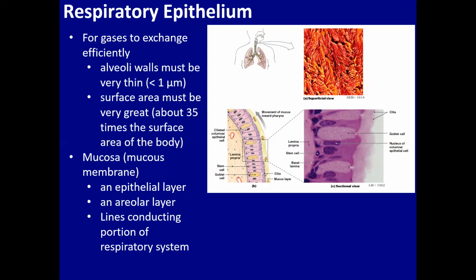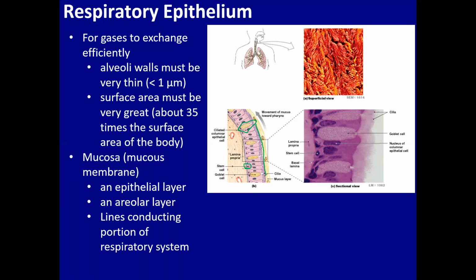So remember, for it to be a membrane, you have to have one epithelial layer and at least one connective tissue layer. And there are mucus glands that are engaged, and all of this mucous membrane lines the conducting portion of the respiratory system. Here in this image, you can see the mucus producing cells and the ciliated columnar epithelium. You can also see goblet cells down here, but don't worry about those at this moment.